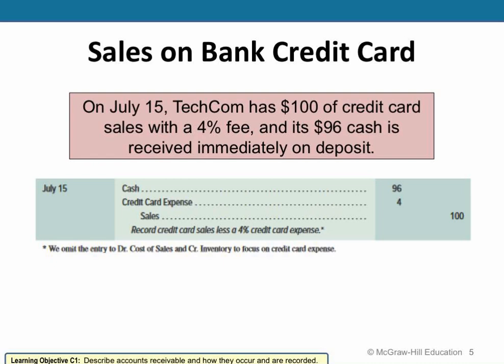So we've got here a sale of $100. The customer used their bank card, Visa or MasterCard. We're still going to record a sale for revenue of $100, but the amount of cash that we're able to receive is only going to be here with a 4% fee. We're going to receive 96% of the amount of that sale in cash, so $96 is what we debit in cash. And then the $4 that the payment processor is keeping would get listed as a bank card expense or a credit card expense here.